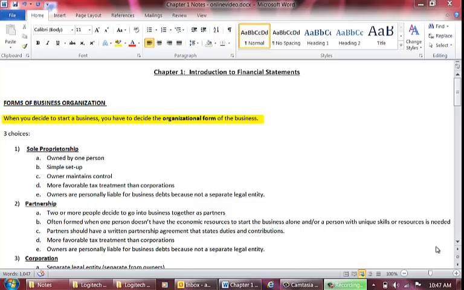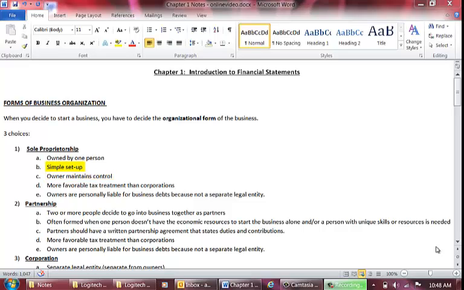One of the first decisions that must be made when starting a business is the organizational form of the business. Each form has pros and cons, so you must look at your particular situation and determine which is the best for your company. We will discuss 3 forms of organization, beginning with a sole proprietorship. This form is your typical small business. It is owned by only one person, which allows the owner to maintain control. This is one of the biggest advantages of a sole proprietorship.